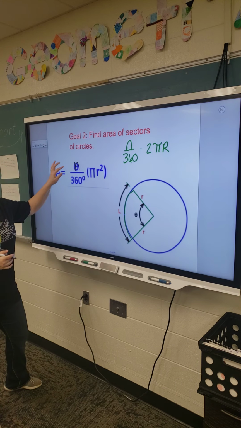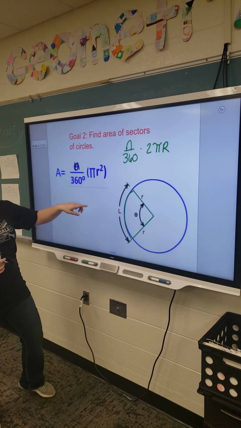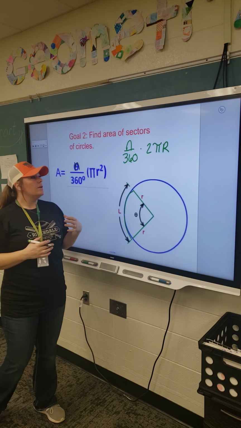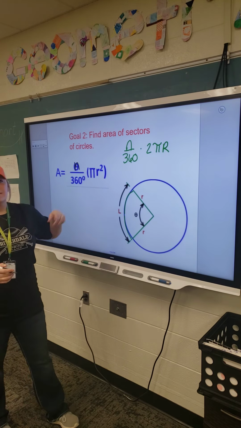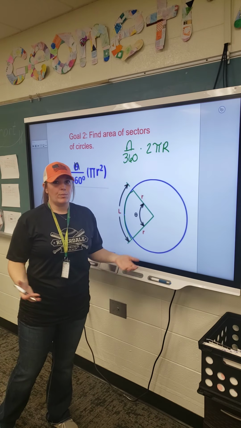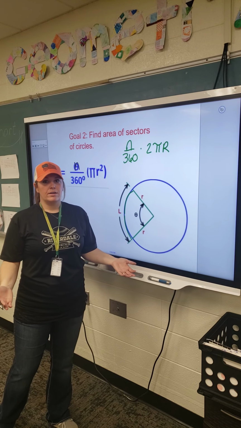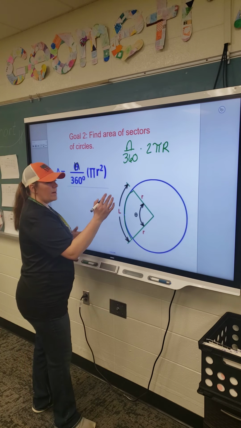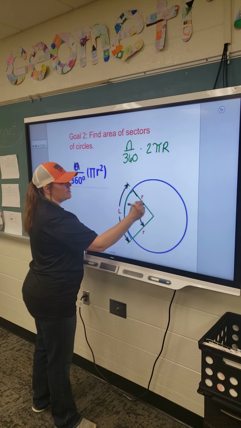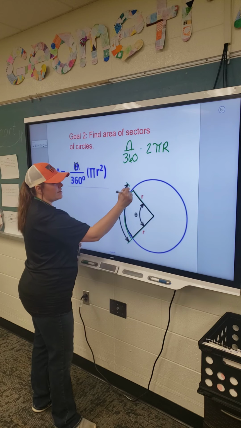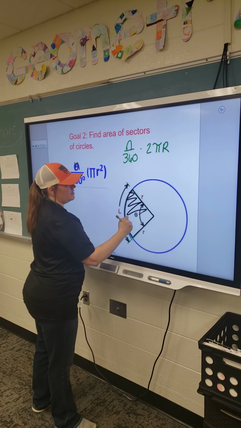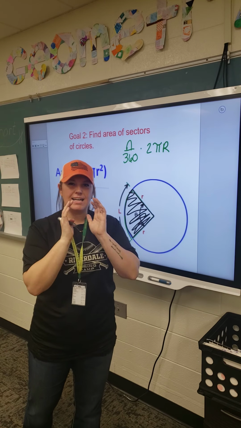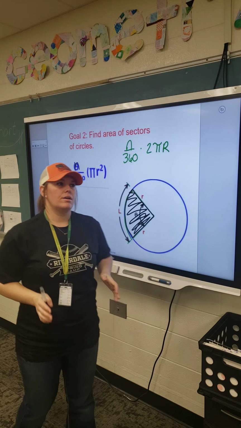Your angle measure divided by 360 will tell you what portion this sector is out of the whole circle. But this time we're going to take it times pi r squared. Why? What is pi r squared? It's the area of the circle, right? So what I'm essentially finding out is what is the area of just this section right here? Out of the whole circle, what is that chunk? What's the area of that chunk?